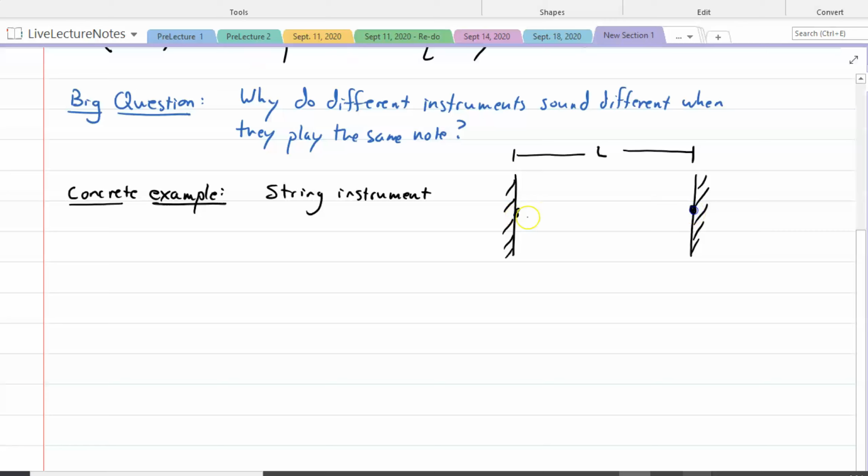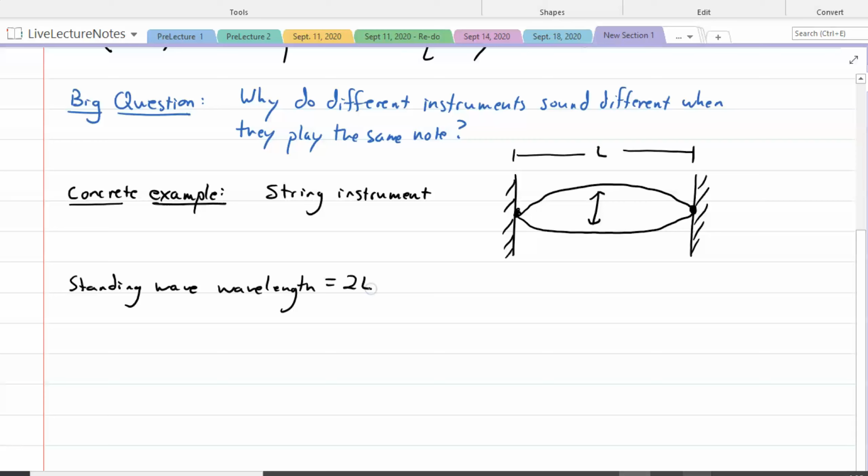The ends are going to be fixed, they're attached. And one way you could specially vibrate this string is so that the wavelength is actually twice this L. So you could have a vibration that looks like this. This is what we call a standing wave, which maybe you have seen before. And this has wavelength equal to 2L.